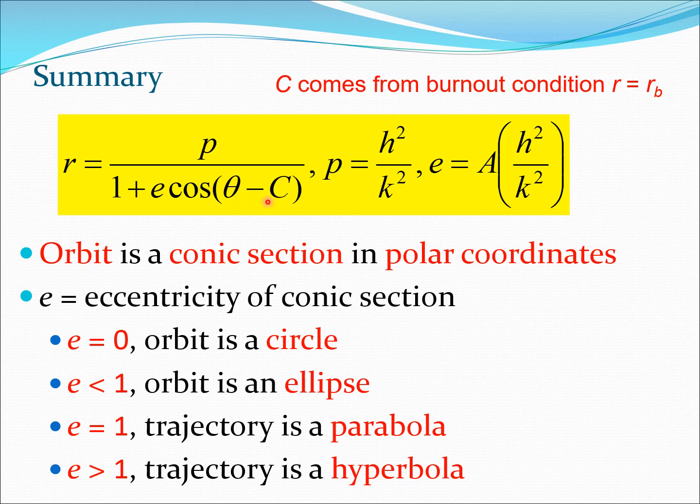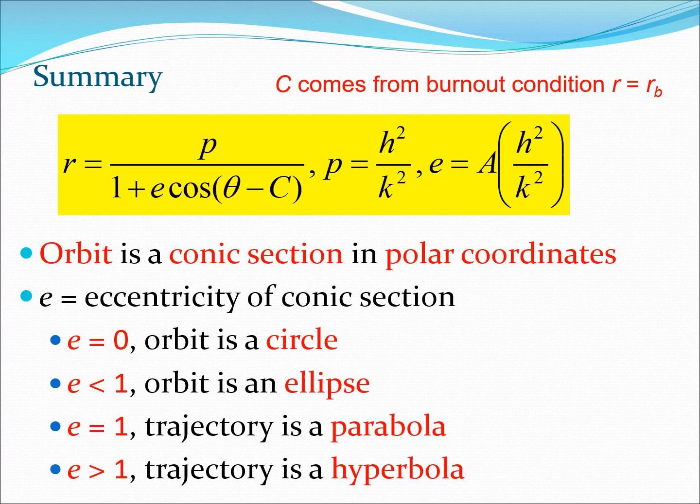Now this value of c comes from the burnout condition r equals rb, and the type of orbit or trajectory you get is going to completely depend on the value of E which you have in the particular equation. So if E is 0, you get a circle. If E is less than 1, you get an ellipse. If E equals 1, you get a parabola. And if E is greater than 1, you get a hyperbola.